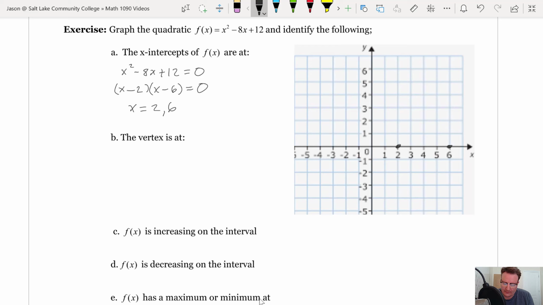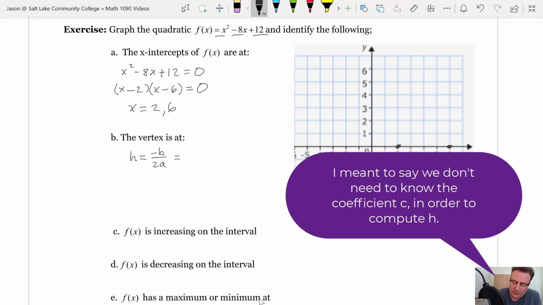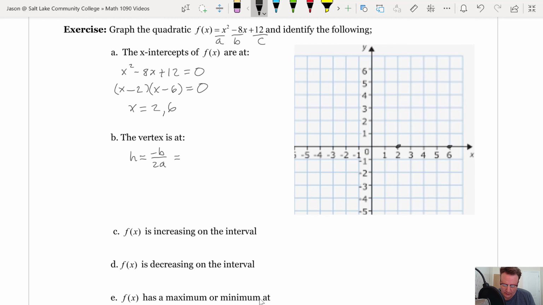Okay, let's see. The vertex is at... now, you just need to memorize this formula for h. h is equal to negative b over 2a, where a is the coefficient of the quadratic term, b is the coefficient of the linear term, and we don't need it in this formula, but we have a, b, and c here. c is the constant term of the quadratic function.